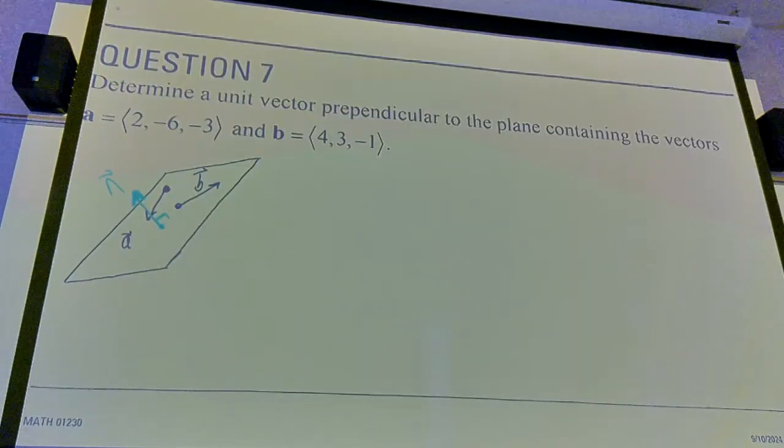So if we find a vector perpendicular to both A and B, it's guaranteed to be perpendicular to the plane. Well, how can we find a perpendicular vector to two vectors? Cross product. A cross B, or B cross A, it doesn't matter. All that would happen is the direction flips.